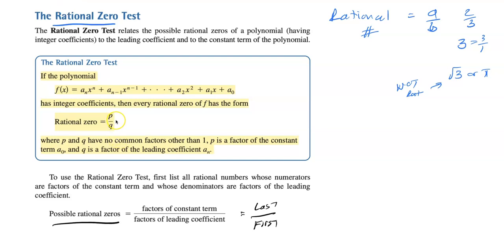All this means is q is the last term, like the constant term, and p is the leading coefficient. So here it says constant term over leading coefficient. I always just say last over first. So if you want to find the possible rational zeros, we're going to do the factors of the last one over the factors of the first one. And those will give us the possible rational zeros.